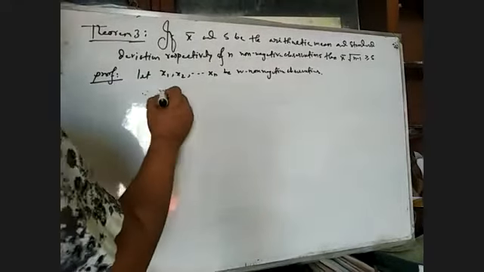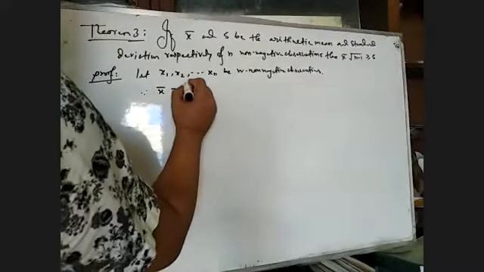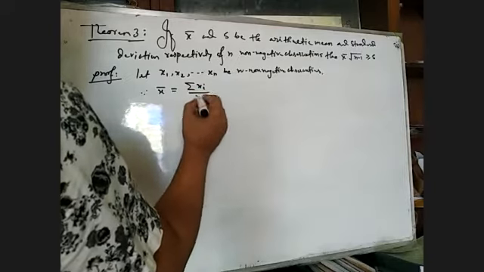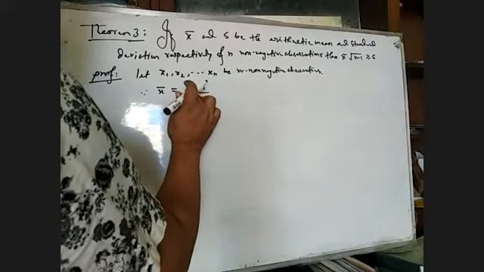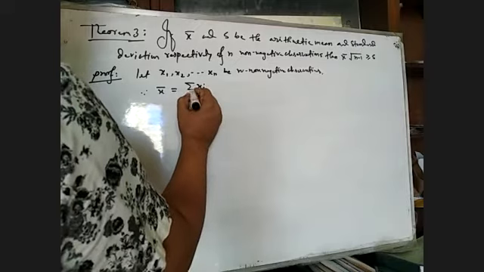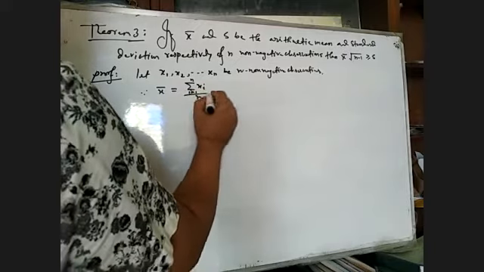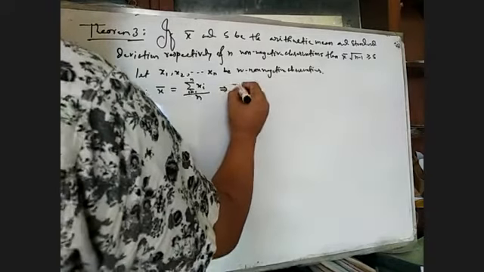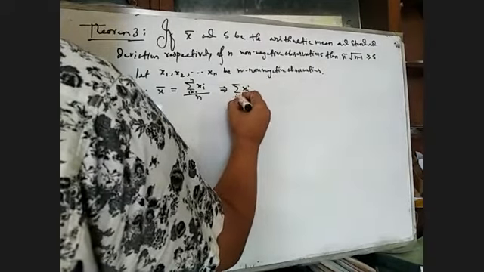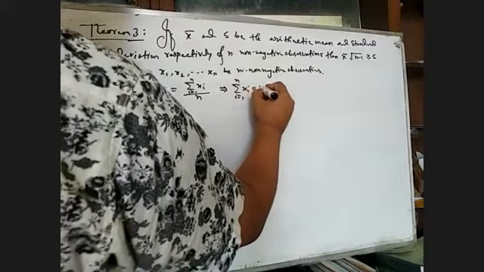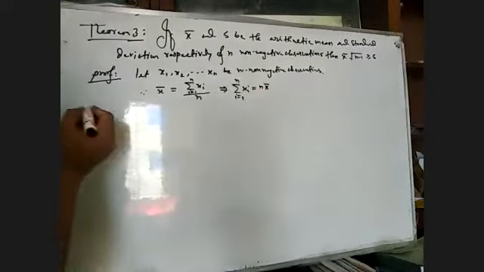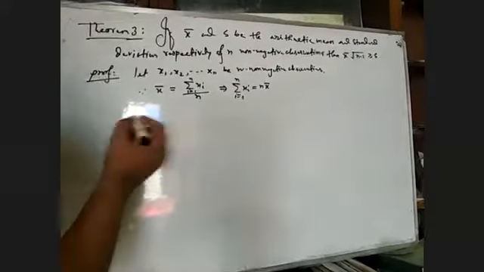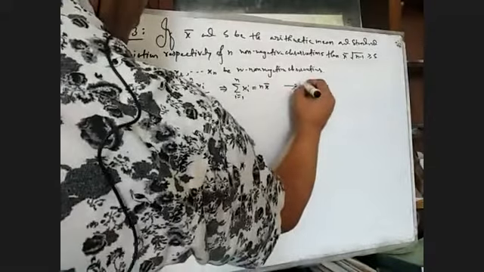So x bar equals summation xi divided by n, where i equals 1 to n. Which implies summation xi, i equals 1 to n, equals n x bar. This is equation number 1.